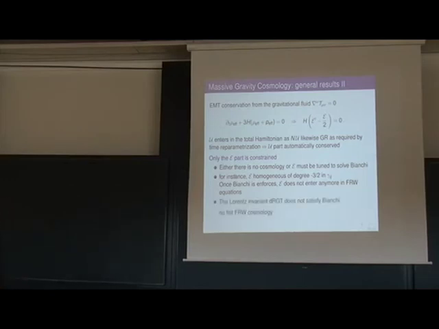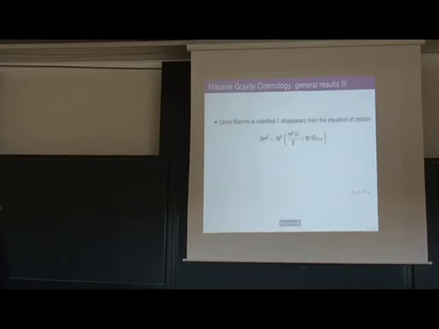Okay, so choosing epsilon equal to zero in a sense tells you that your theory has a residual gauge invariance. Because when epsilon is equal to zero, if you write down your action for the perturbations, it's still linear in n. So you have a residual gauge invariance. Okay.